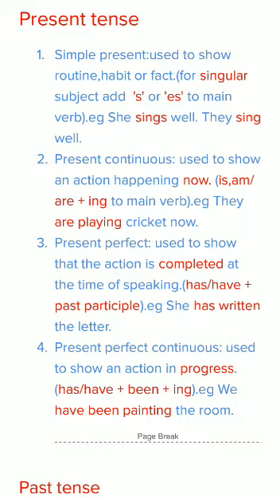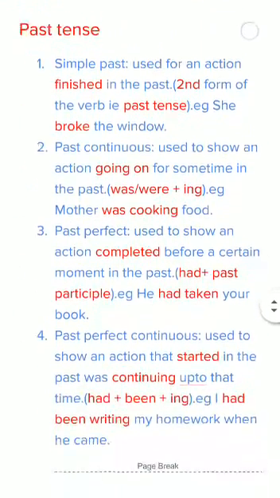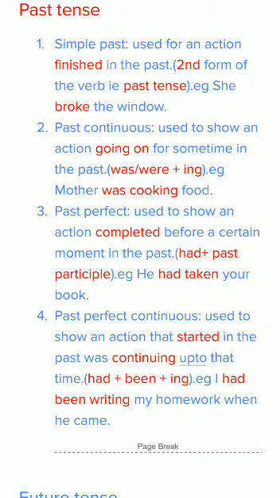Now, let's go to the second tense, which is the past tense. Under the past tense, we have four types again. The first one is the simple past. We use simple past to show that the action has completed in the past. And the rule is we have to use only the second form of the verb, which is the past tense, for both singular and plural subject. Example, she broke the window.